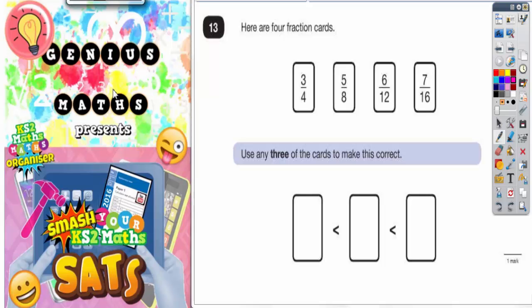Question number 13. Here are 4 fraction cards: 3 quarters, 5 eighths, 6 twelfths and 7 sixteenths. Use any 3 of the cards to make this correct.